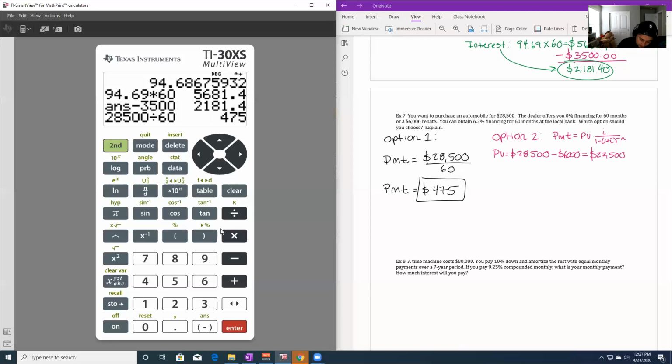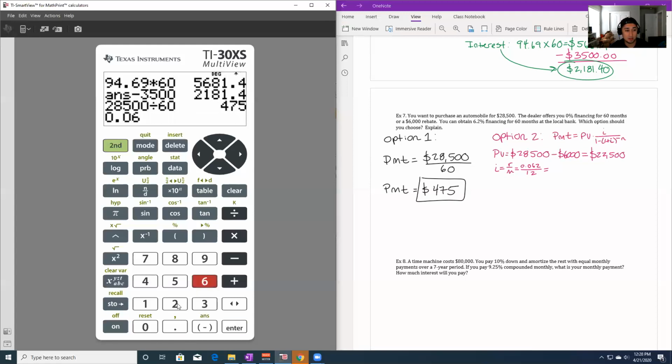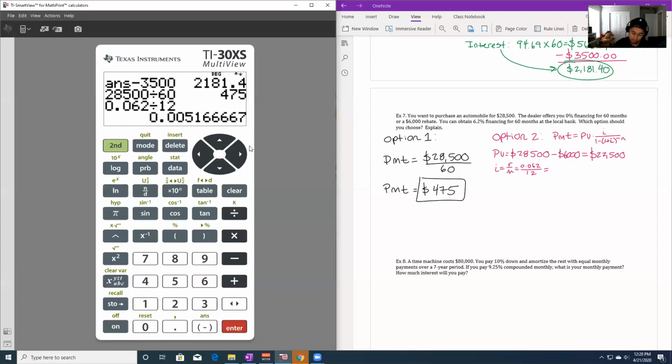Which means I is going to give us rate over compoundings, so we get 0.062 over 12. Let's see, is that a nice number, or is it just 0.062? We'll have to see when we check our answer. 0.062 over 12, is that nice? No, it's not, so I'm going to leave it like that.